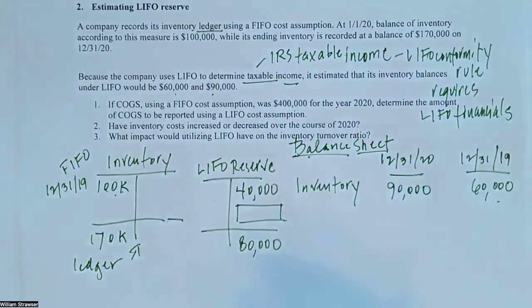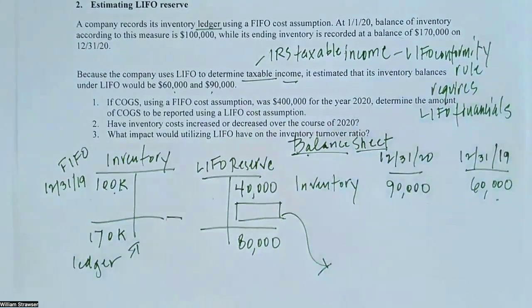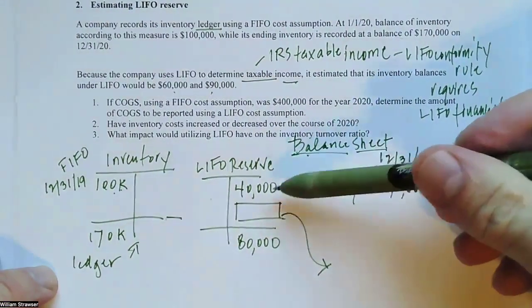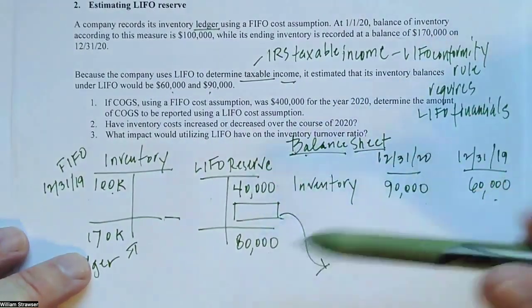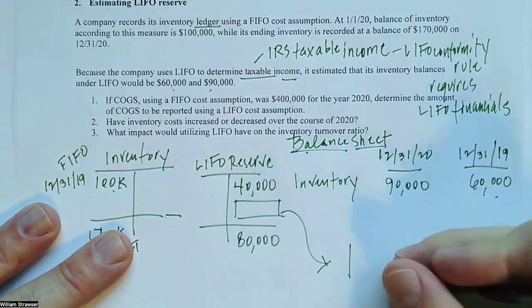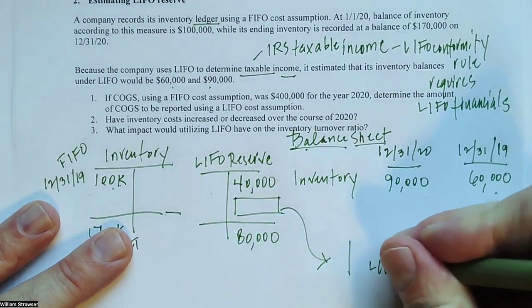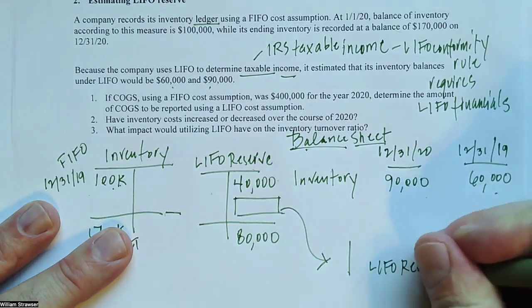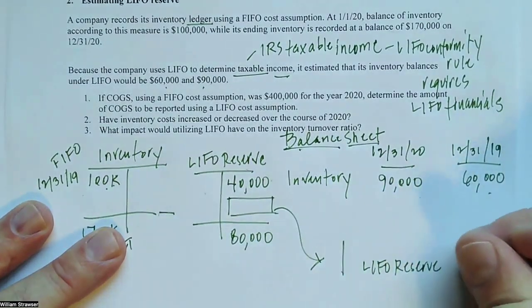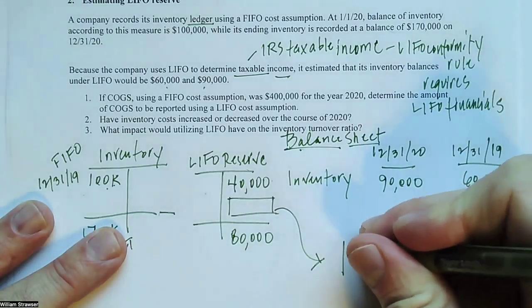This is kind of like the bad debt expense adjustment, where we're making an adjustment to go from, in this case, the beginning balance to the ending balance. And we need a credit, and clearly that credit needs to be 40,000. So we're crediting the LIFO reserve by 40,000 and then debiting cost of goods sold.